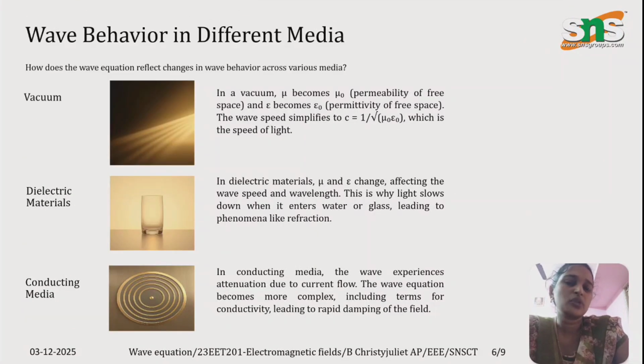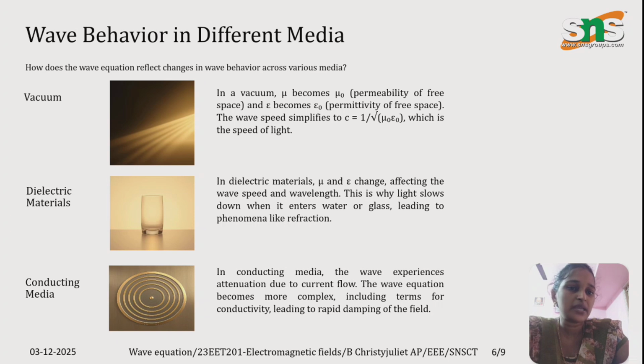Now let's observe this wave behavior in different mediums. We have different mediums like vacuum, dielectric materials and conducting mediums. Let's observe how this wave equation is reflected in each medium. In vacuum, the permeability becomes mu naught, because you cannot have relative permeability for vacuum. So therefore the permeability of free space is used, and also epsilon becomes epsilon naught, which is the permittivity of free space.